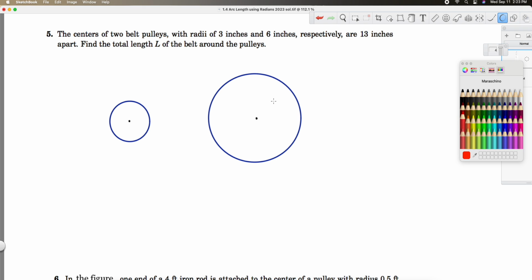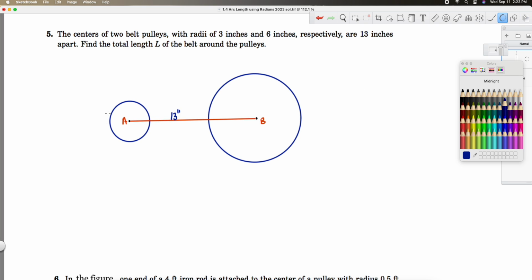Actually, so let's call this center A and this center B, maybe, so we have a frame of reference. And I'm going to draw a segment between the two. And this segment is 13 inches. Okay, it said right there, the centers are 13 inches apart.